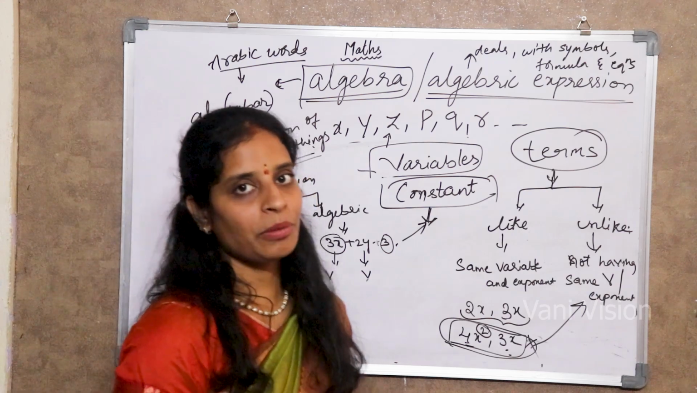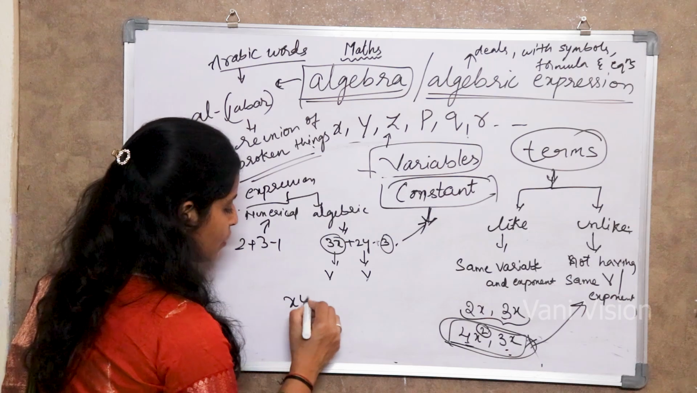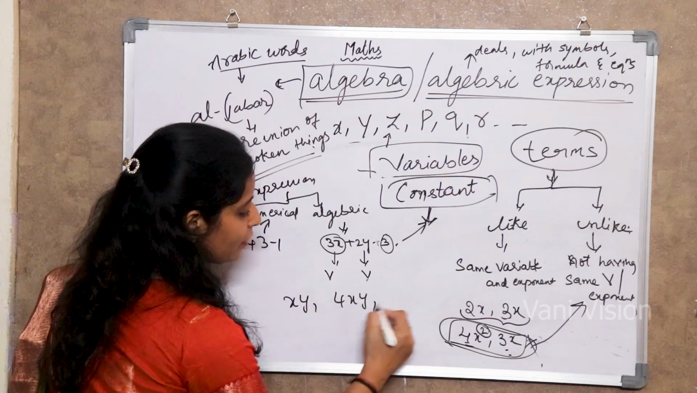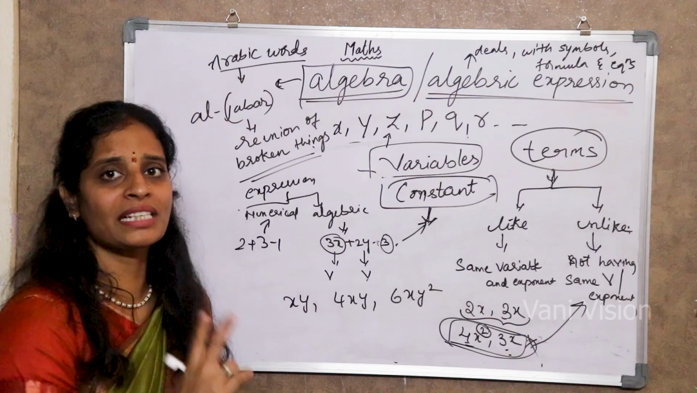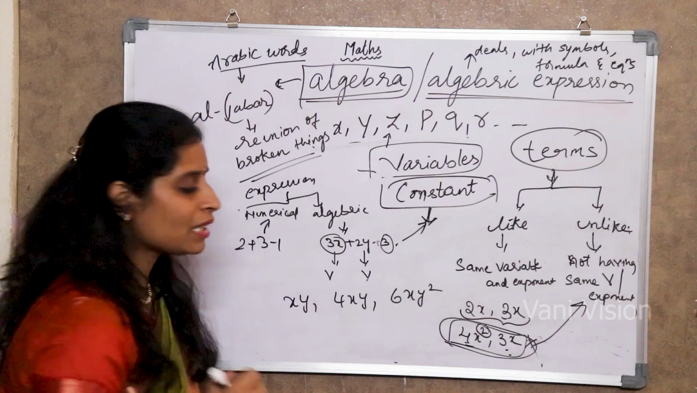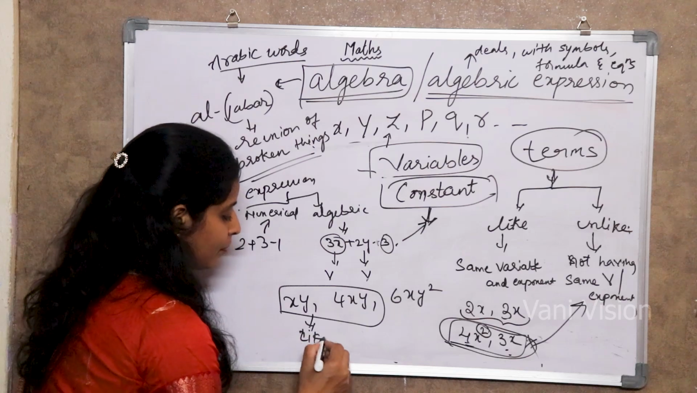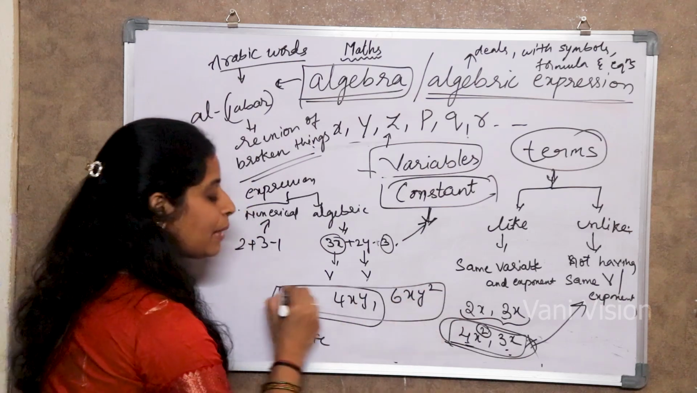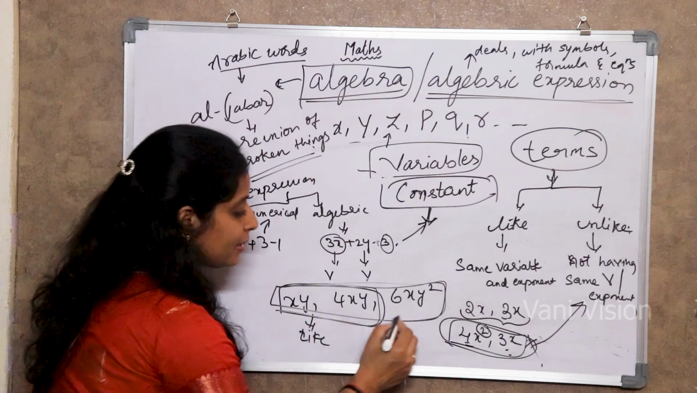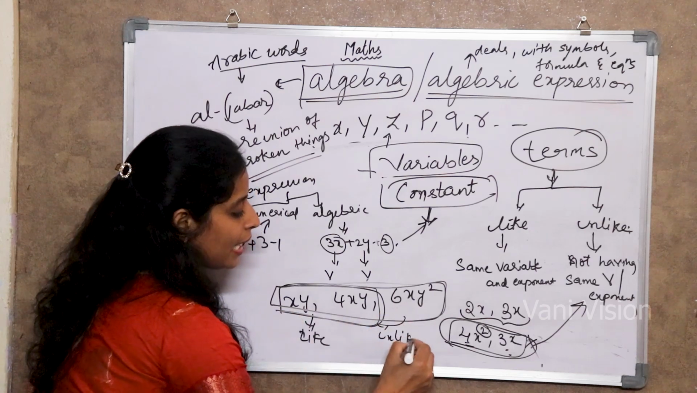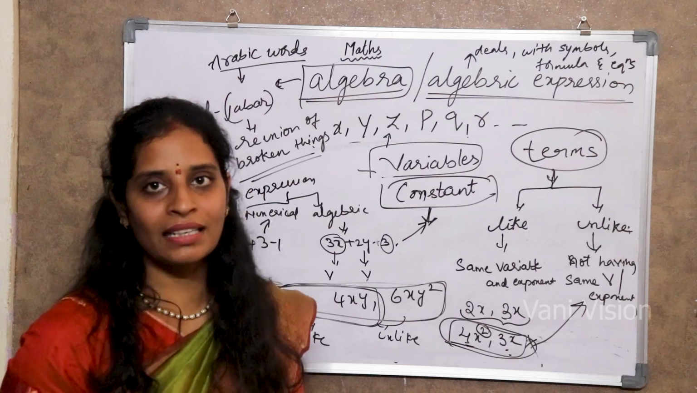Clear about like and unlike terms? If you want more examples, I'll give you. See, xy, 4xy, 6xy square. Now say which are the two like terms here? xy and 4xy are the like terms. If we combine all three together, these two are like terms and this one is an unlike term. Clear? Up to here, it is clear?